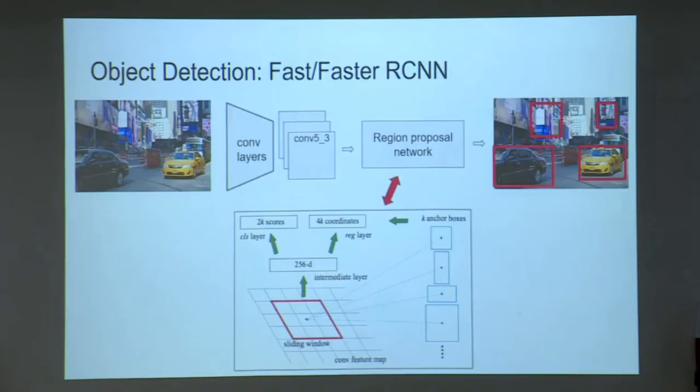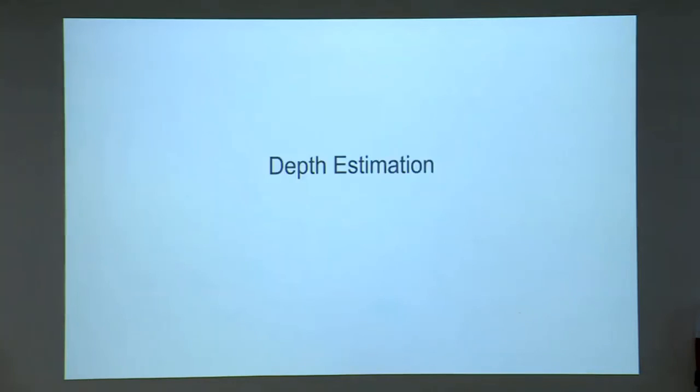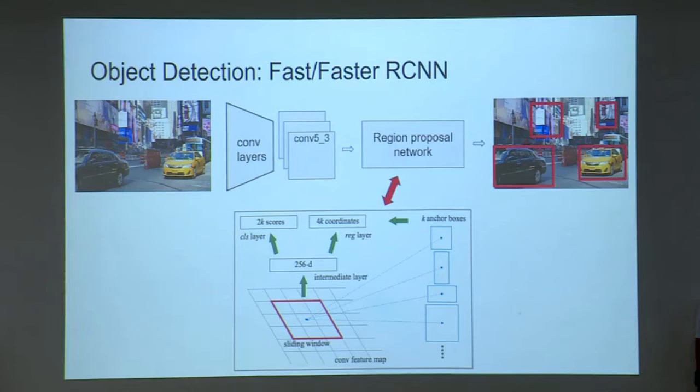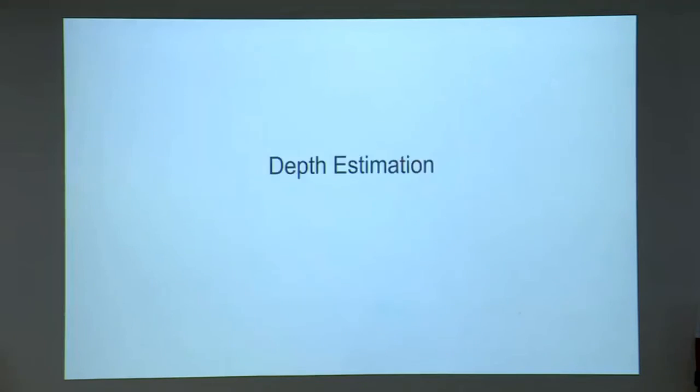So with that, till now we were looking at semantics. What we looked at is object recognition followed by object detection. But both of them are semantic tasks. The next thing that we look at is the metric task. And this part will be smaller.